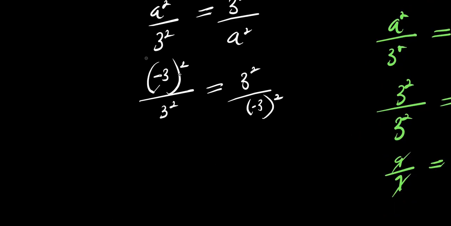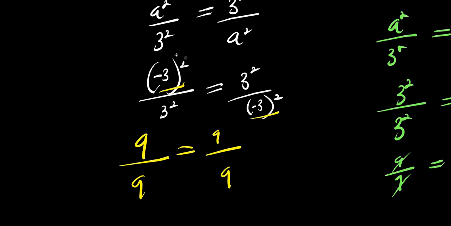From here, we have negative 3 to the power of 2, that is positive 9, divided by 9. And this equals 9 again, divided by this will still give you 9, because you have negative 2, an even number, so you have 9. All right, so that one being done, you have 9 divided by 9, which is 1. So this also has satisfied the equation.